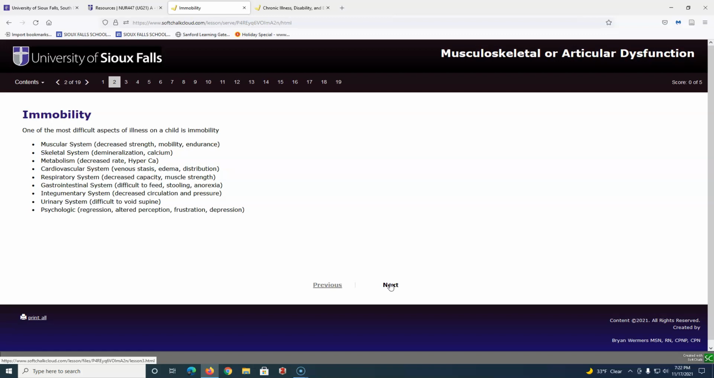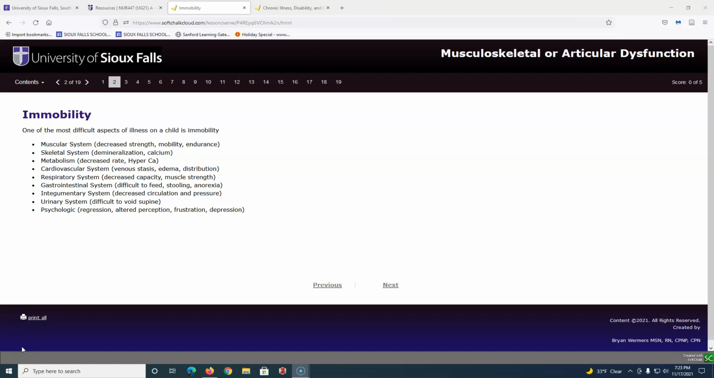With cardiovascular system, they'll have some venous stasis, can lead into clots. We'll have some edema and some distribution issues with the blood. With the respiratory system, they'll have decreased lung capacity and diaphragm strength. With gastrointestinal system, they'll have some feeding difficulties, stooling difficulties, and possibly some anorexia. With the integumentary system, decreased circulation, pressure to the skin, possibly causing ulcerations. Urinary system, difficult to avoid when you're laying in bed.